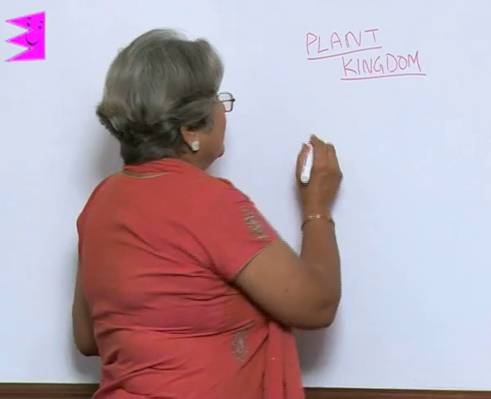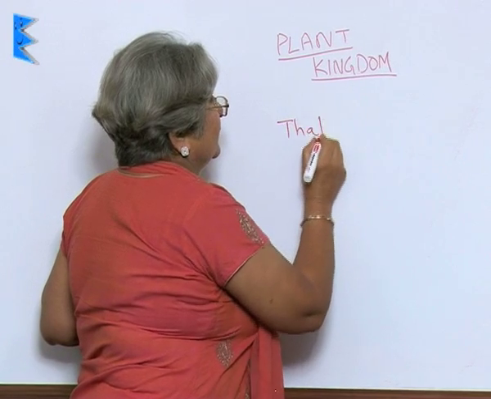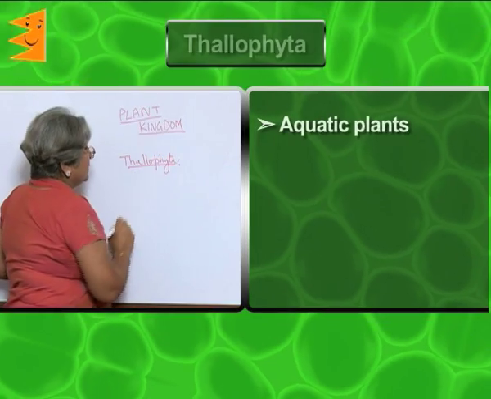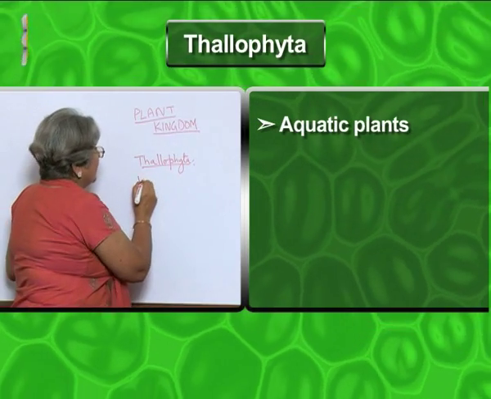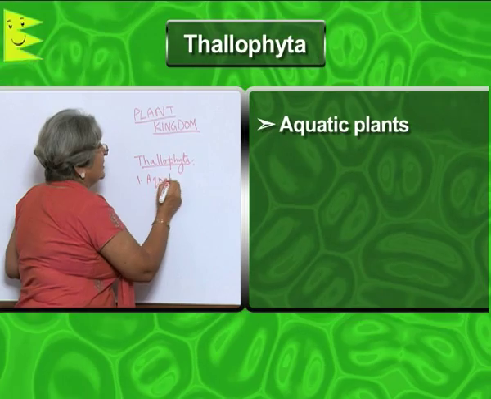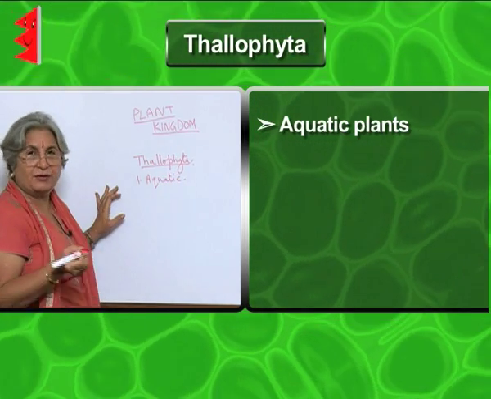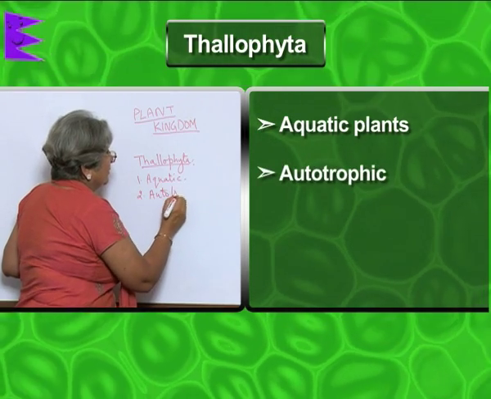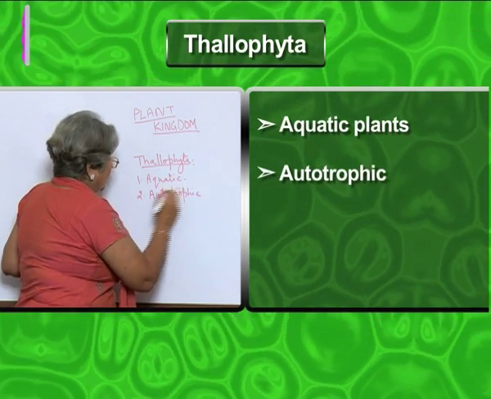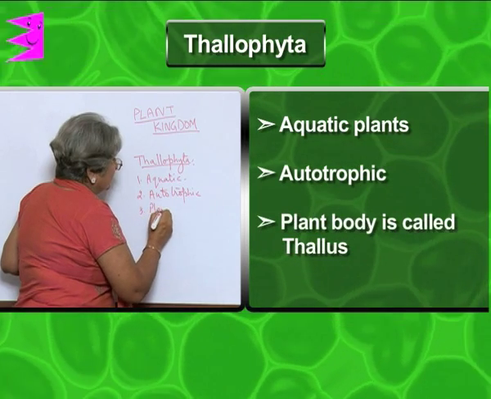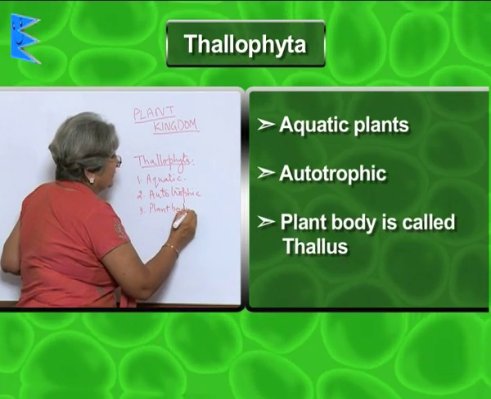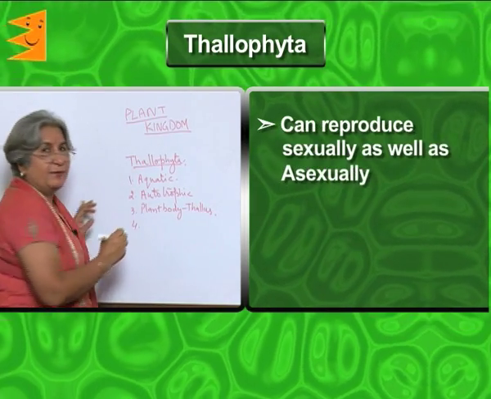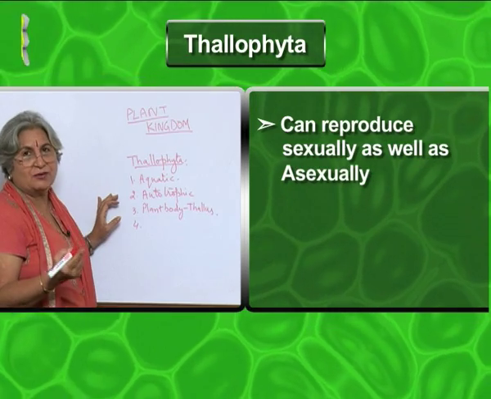The next is Thallophyta. These plants are generally aquatic. In fact, they are always aquatic. They are found in water. They are autotrophic, and their plant body is called thallus. They can reproduce both asexually as well as sexually.